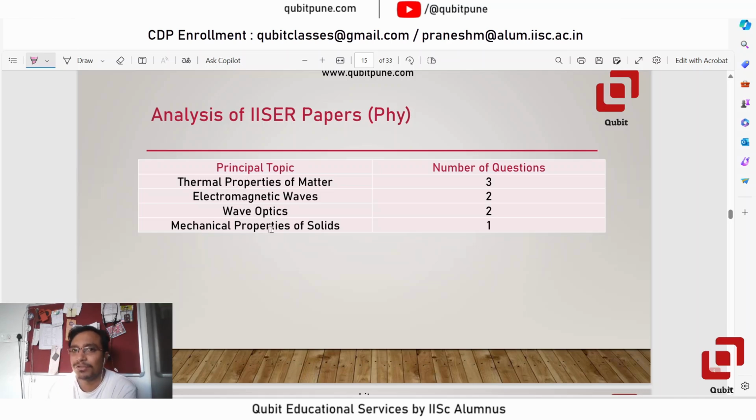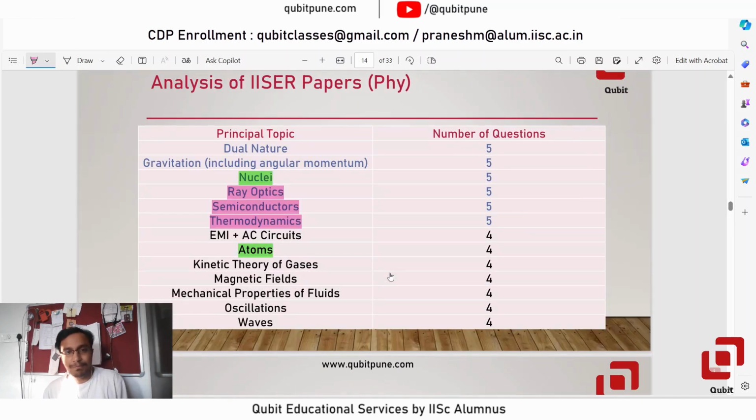You should know Hooke's law. You should know the types of stresses and strains. You should know the difference between elastic region and plastic region in that stress strain curve, which materials have larger elastic region, its significance, which materials have larger plastic region, its significance. There also is a hysteresis loop in the stress strain diagram, if you are aware of that. Okay? So this is the analysis of IISER papers, physics.